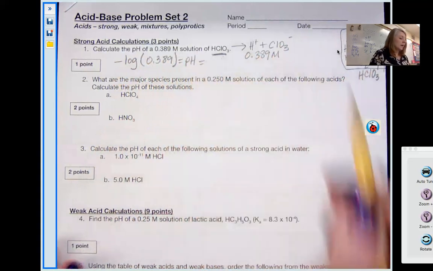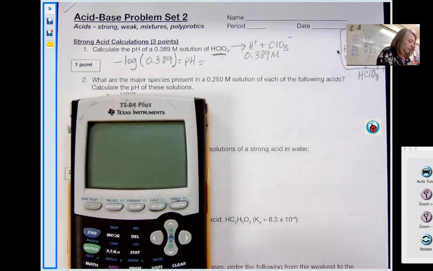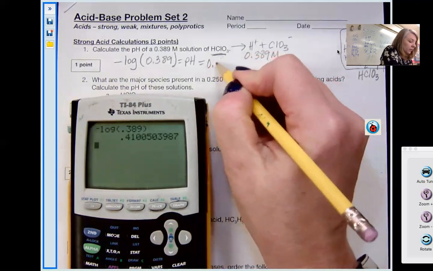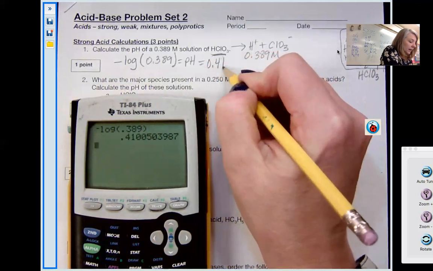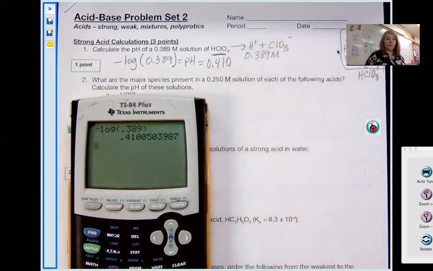And so our pH is equal to somewhere around 1 something. So negative log of 0.389, and that is under 1, so we're going to call that 0.41. Sig fig wise, we need one more 0. There we go. There's our pH for the strong acid.